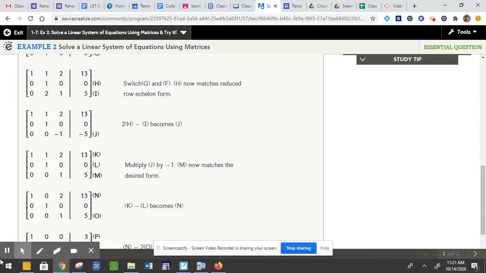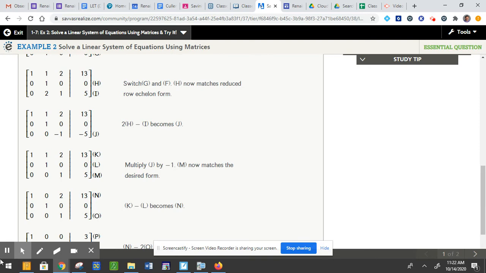So 2 times that middle row, we're then going to subtract by this row here. And what you end up with here is the 0, 0, negative 1, which then all you do is multiply that to get that to be 1. So then you're going to multiply that, like I'm saying here, multiply J by negative 1, and now that becomes the third row, and that's locked in. Now we just need to work on that first row.